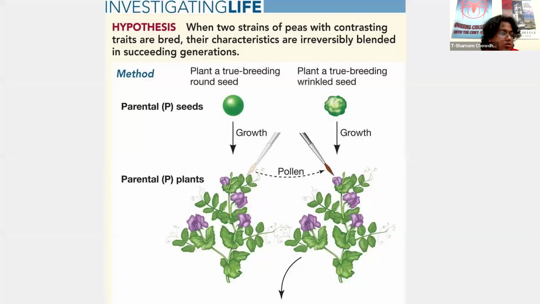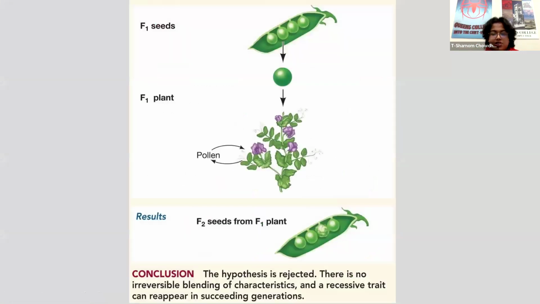So first I'll go over Mendel's monohybrid crosses. Mendel wanted to test if, when two strains of peas with contrasting traits are bred, their characteristics will be completely blended in succeeding generations. So they had a true breeding round seed, which is in this case homozygous dominant, and a true breeding wrinkled seed, in this case homozygous recessive. But the hypothesis was rejected because there wasn't a blending of characteristics, and eventually in F2 seeds from the F1 plant, the recessive trait can reappear.